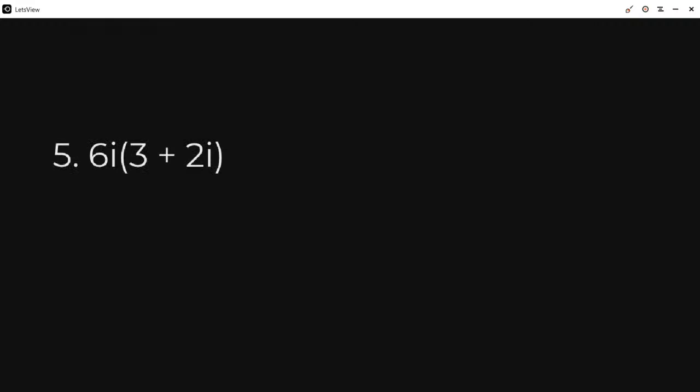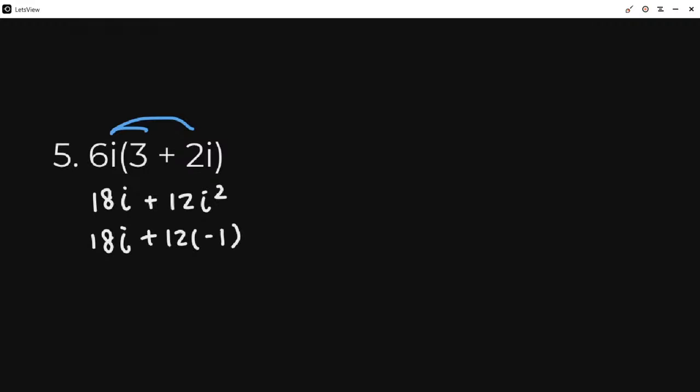Okay, next for multiplying, we're going to distribute. So 6i times 3 is 18i, and 6i times 2i would be plus 12i squared. But we know that i squared is -1, so that would be 18i plus 12 times -1. And standard form is with the real number first. So this would be -12 plus 18i.